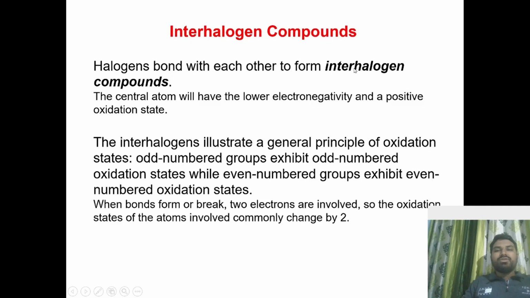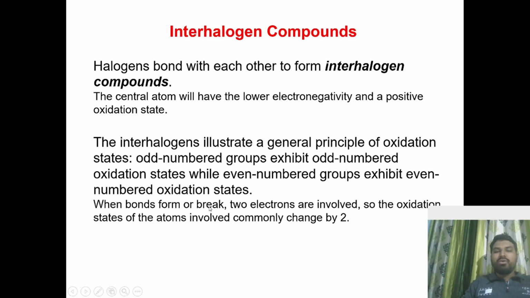These are the interhalogen compounds. Halogens bond with each other to form interhalogen compounds. The central atom will have the lower electronegativity and a positive oxidation state. The interhalogens illustrate a general principle of oxidation states: odd-numbered groups exhibit odd-numbered oxidation states, while even-numbered groups exhibit even-numbered oxidation states.